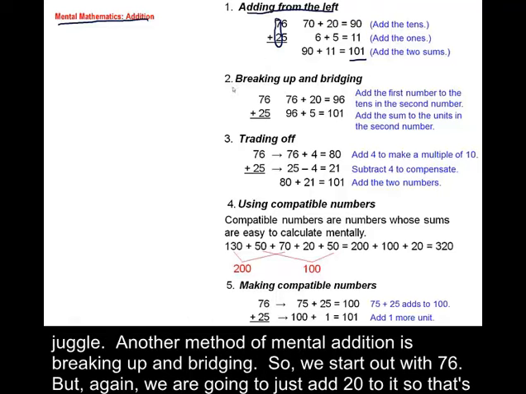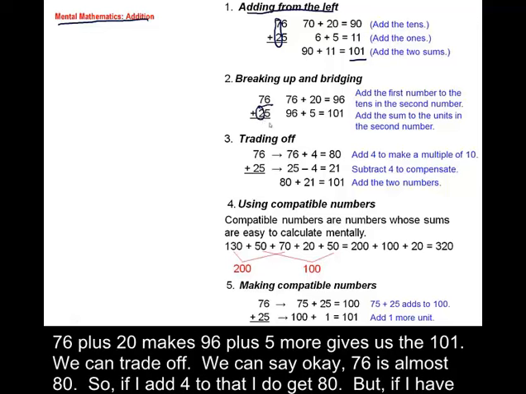Another method of mental addition is breaking up and bridging. So we start out with 76, but again, we're going to just add 20 to it. So that's 76 plus 20 makes 96, plus 5 more gives us the 101.